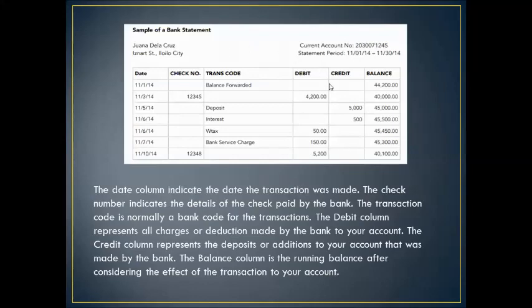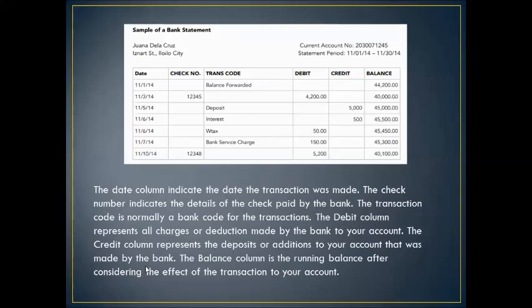So ipapadala ito ng bangko sa iyo. So this is an example of a bank statement. So this is just an example, guys. So makikita dito yung date, check number, transaction code, debit, credit, and then the balance. So the date column indicates the date the transaction was made. The check number indicates the details of the check paid by the bank. The transaction code is normally the bank code for the transaction.